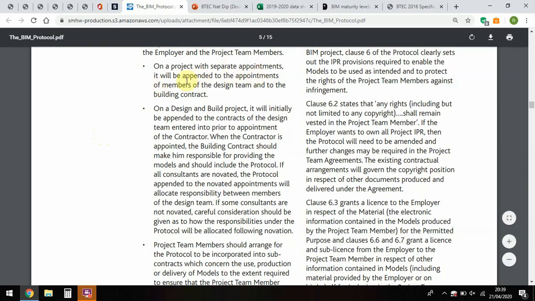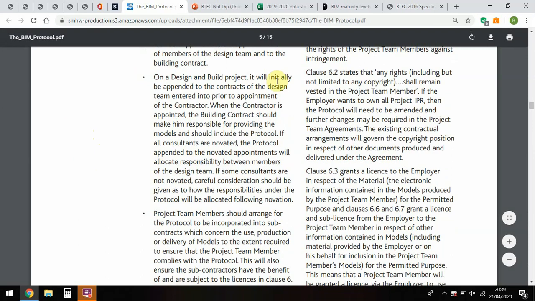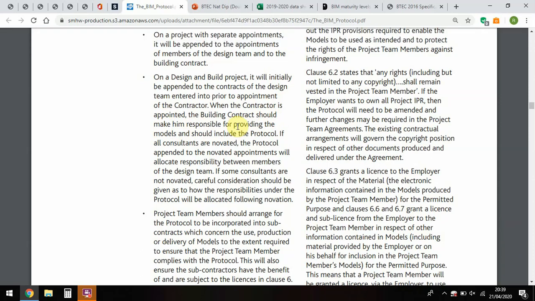Okay, what it's saying here is that at separate appointments, if you're changing members of the design team, members of the build team, then you should be going back and looking at the protocol again. It's saying here that on a design and build project, at the start, your BIM is going to be to do with the design team, and then when your contractors and your builders come in, it's then going to change, and they are going to have to be part of that process as well.